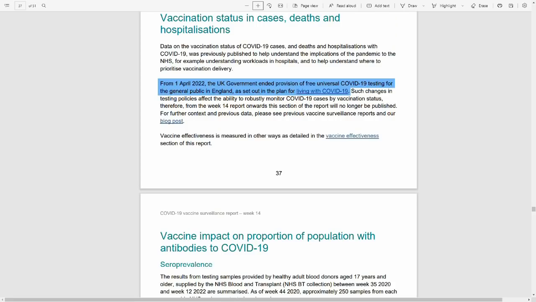From 1st of April 2022, the UK government ended provision of free universal COVID-19 testing for the general public in England as set out in the plan for living with COVID-19. Such changes in testing policies affect the ability to robustly monitor COVID-19 cases by XYZ thingy there status. Therefore, from the week 14 report onwards, this section of the report will no longer be published.